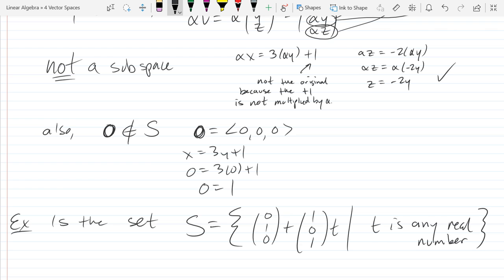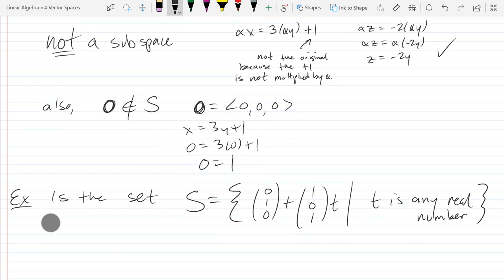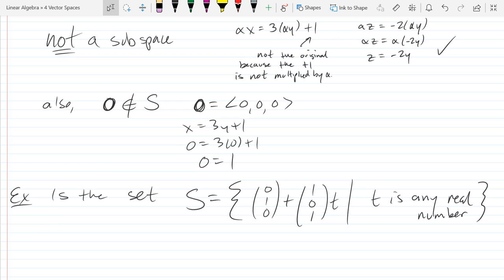The set (0, 1, 0) plus (1, 0, 1) times the scalar t. So is this set a vector space or not? Any ideas on how we could either show it's a vector space or find a vector that should be in there that's not in there?